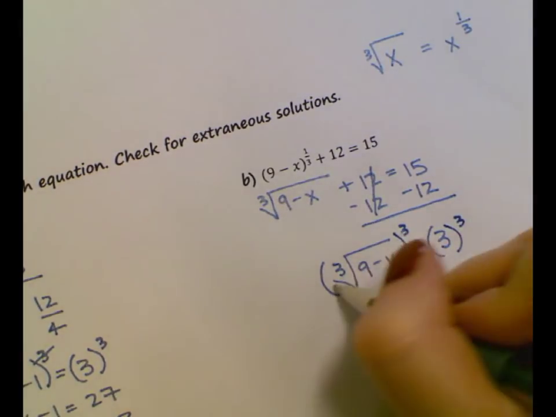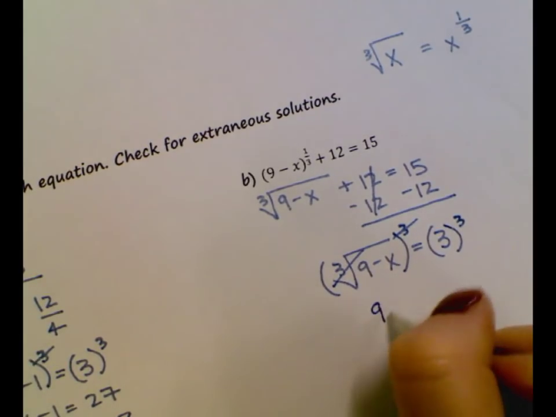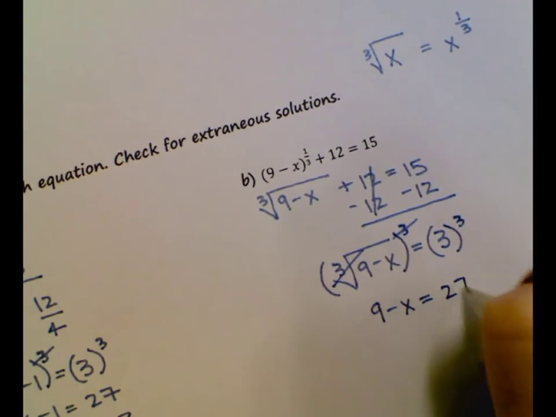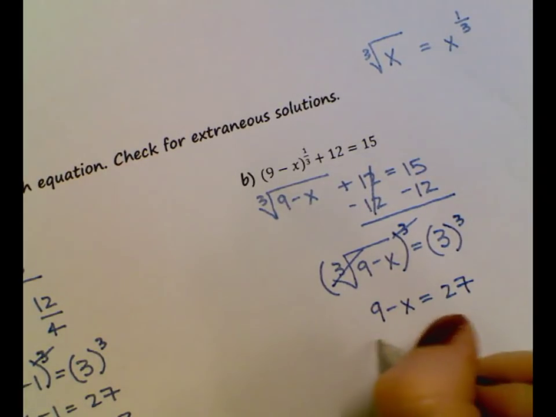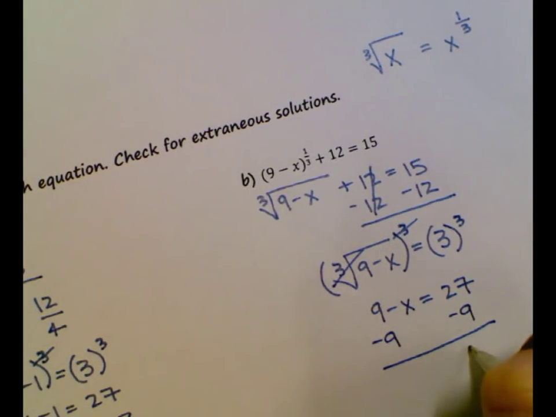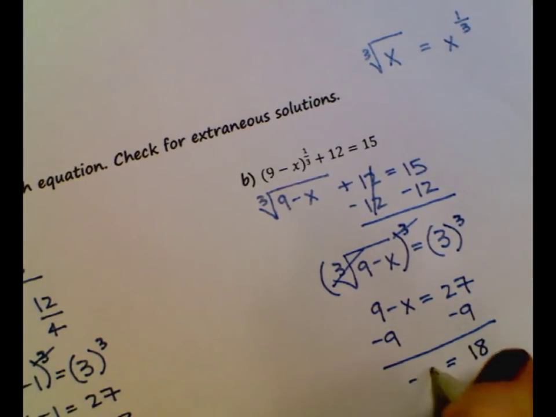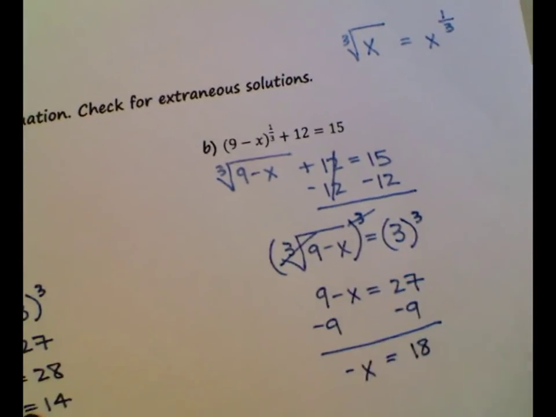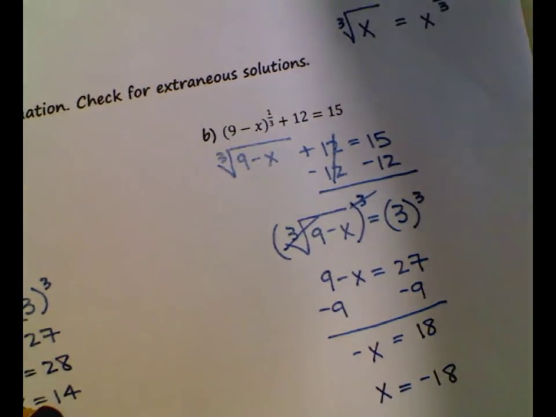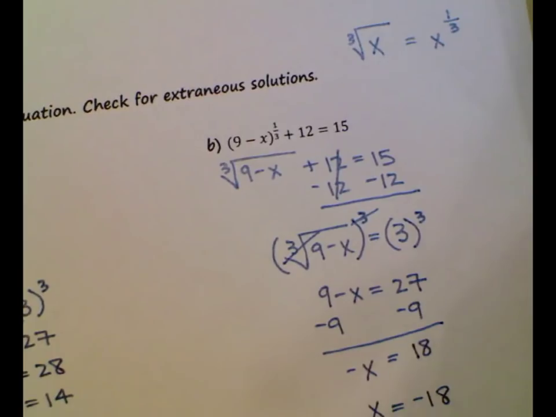Okay, so the cube root and the cube go away, and you have 9 minus x. 3 to the third is 27. I'm going to subtract 9 from both sides. What do I get? 18. Well, I'm getting nervous. Yep, 18. Negative x. Divide by a negative, and that is how you get negative 18. Okay?